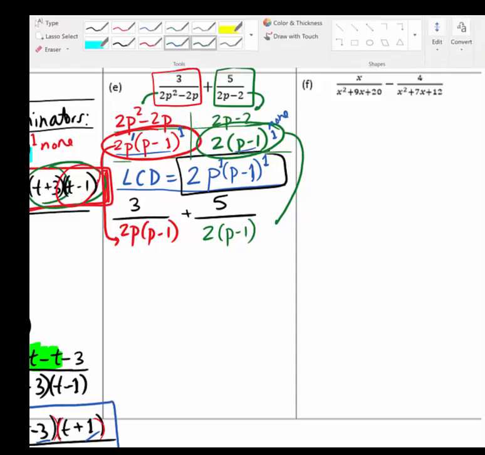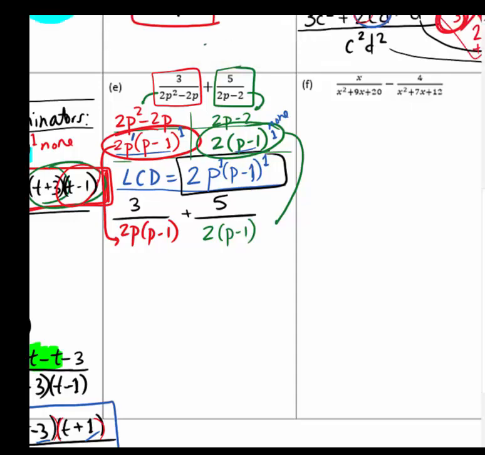Now I look at this and say, alright, looking at the first fraction, its denominator is 2p, p minus 1. You know what? That's exactly what the common denominator is, right? It has the 2, it has the p, it has the p minus 1. So actually this one you don't need to multiply by anything. This guy already has the LCD. So there's really nothing you need to do to it. I'm just going to leave it exactly as it is. Maybe I'll just even rewrite it below, just to remind myself why I didn't do anything to it. 3 over 2p times p minus 1.